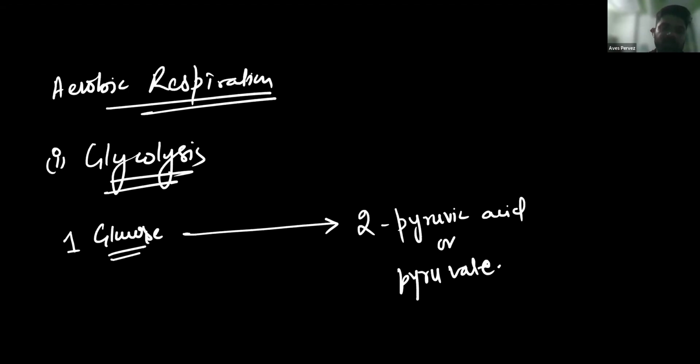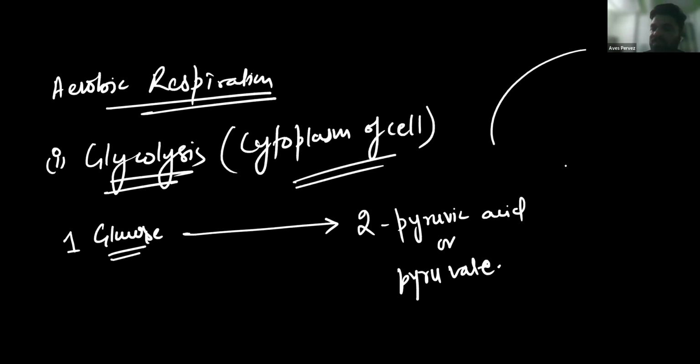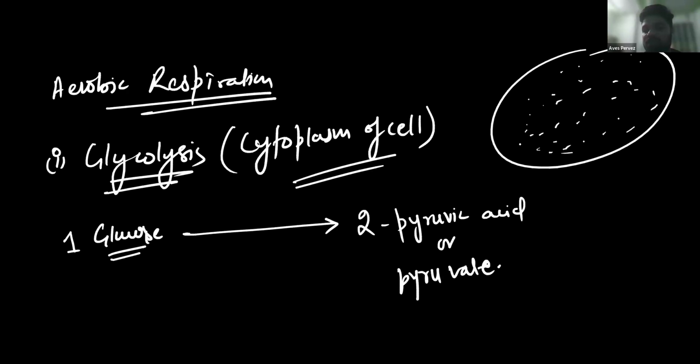Got it? Understood? So this is the first step that occurs in the cytoplasm of the cell. Cytoplasm means this is the cell, and this matrix that is present here is called the cytoplasm of the cell. You understood? You got it? Yes, sir. Okay.